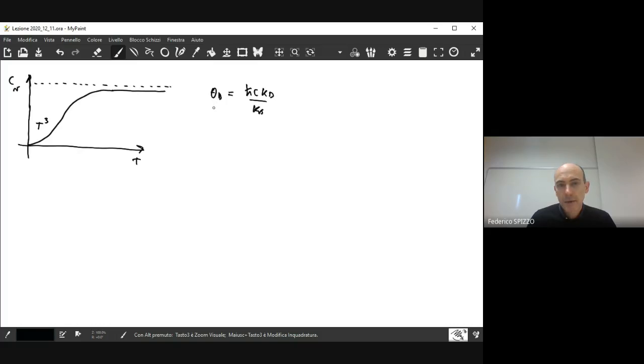So this parameter here is a sort of temperature equivalent of the maximum energy of a phonon. And in this case, this temperature separates the two regimes, the high temperature one and the low temperature one. They are separated by this temperature here.